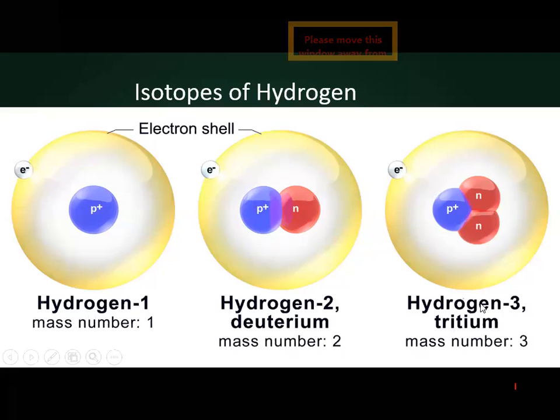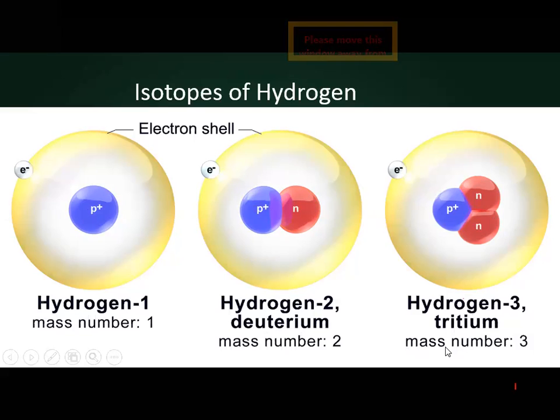Here is another isotope of hydrogen, called tritium. It has the mass number 3. The atomic number is the same. Look, the number of electrons and protons are both 1. However, the number of neutrons is increasing. Here there is no neutron. Here in the second one, this is called deuterium. This is called protium. Pro means 1. Deuterium means 2. Tritium, tri means 3.